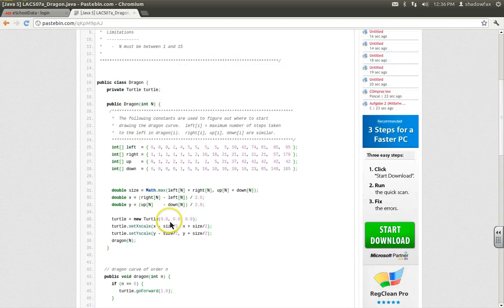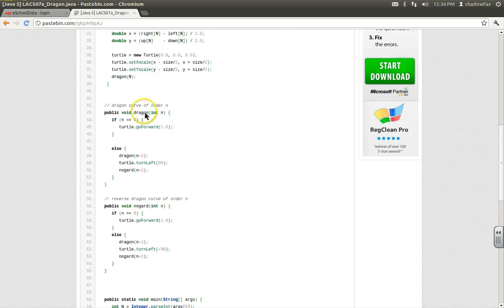So what does dragon do? Dragon picks one of these dragons to draw, depending on which number: sub 0, sub 1, sub 2, sub 3, 4, 5, 6, I guess up to 14. Then it uses turtle graphics to draw something, but look at what it does. It calls dragon, which in turn calls itself, and then it calls nogard, which is dragon backwards, which is this guy, which does the same kind of calls but reversed. As a result, you get these crazy dragon curves.